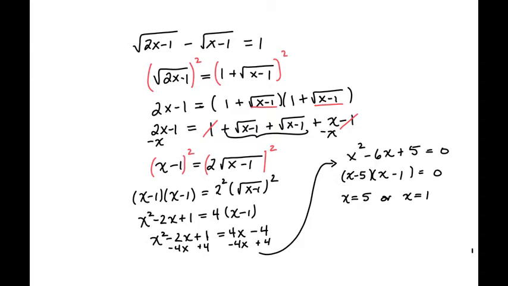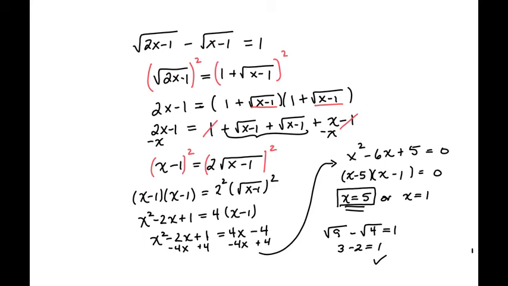So if I start with the 5 here and plug it back in to the original equation, that would give me square root of 9 minus the square root of 4. Does that equal 1? It does. 3 minus 2 equals 1, so that works. So that is not an extraneous solution. That is a solution that works.